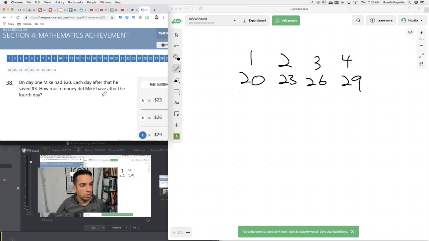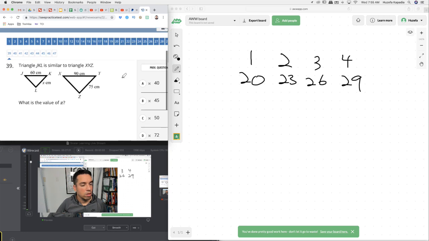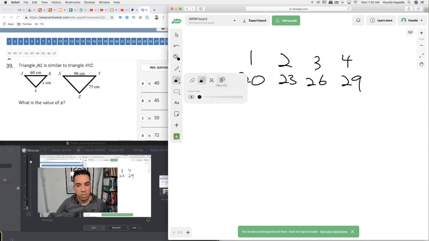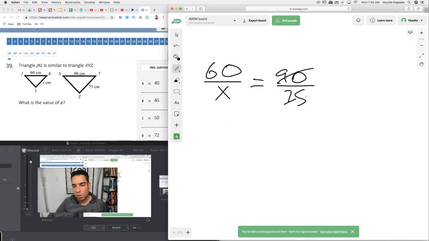Okay, we've got 9 problems left, 14 minutes. Triangle JKL is similar, so that means their sides are proportionate when they say similar, and the angles are equal. What is the value of x? So I can set up a nice proportion. 60 to x, so this side to this side, JKL, XYZ, is proportionate to 90 over 75. Corresponding sides, right? Let's reduce this. Divide both by 15. This is 5, and this is 6.